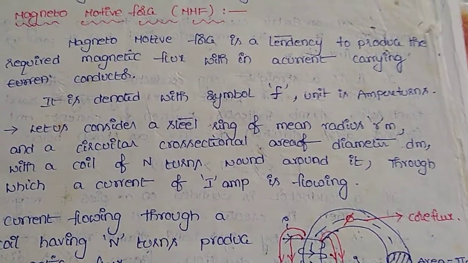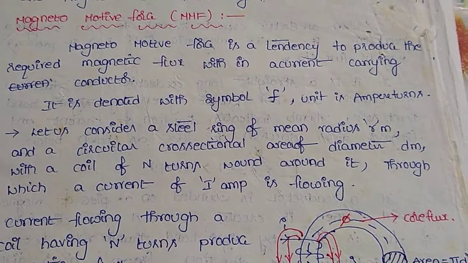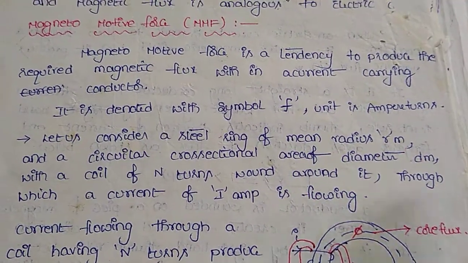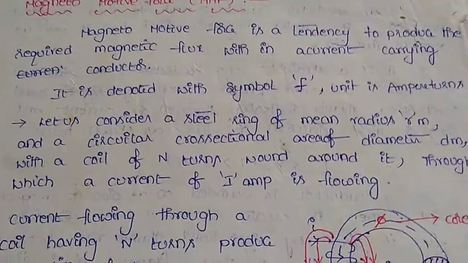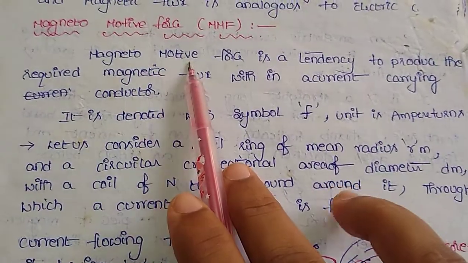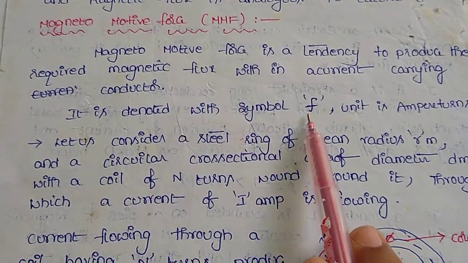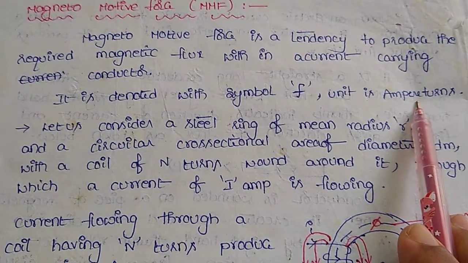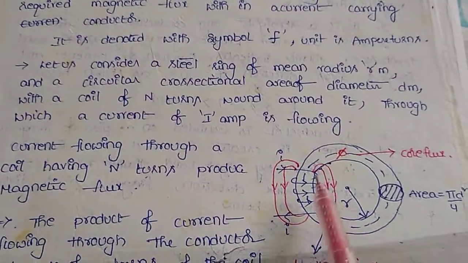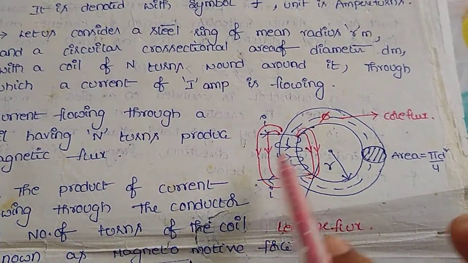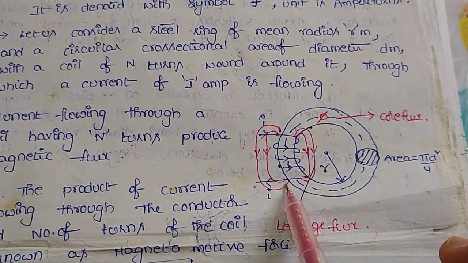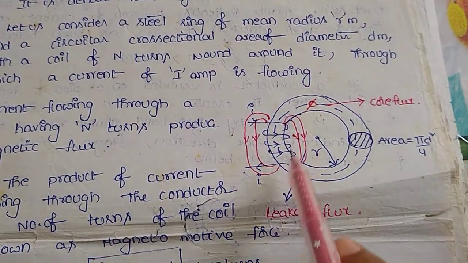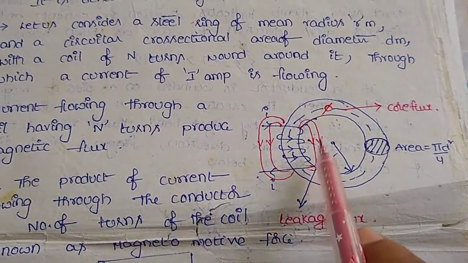So EMF is the driving force in an electric circuit. MMF is the driving force in a magnetic circuit for the production of magnetic flux. Usually MMF is denoted by the symbol F. The unit for magnetomotive force is ampere turns. Here mathematically, this magnetomotive force is shown with a circular ring carrying a current carrying conductor, and it is able to produce the magnetic flux lines. These red lines show the magnetic flux lines.